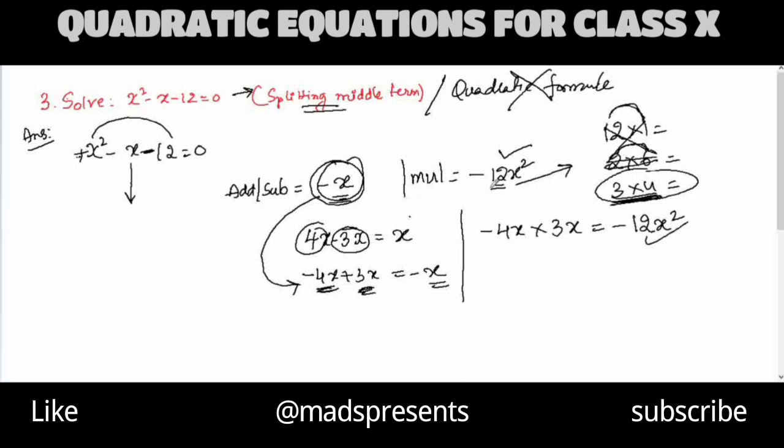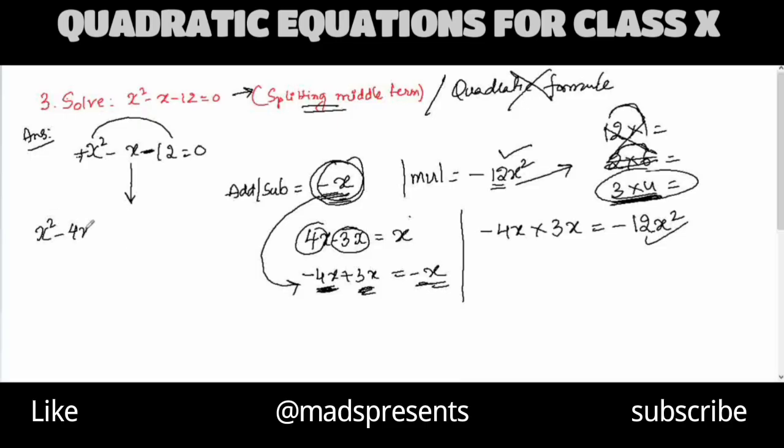So 3 into 4 is 12, and we should get minus, so minus 3 into minus 4 is minus 12. But in the middle term, we need to get minus x. So minus x means keep the negative symbol on the bigger value. So simply take the splitting middle term method, right? You will get x square minus x can be written as what?